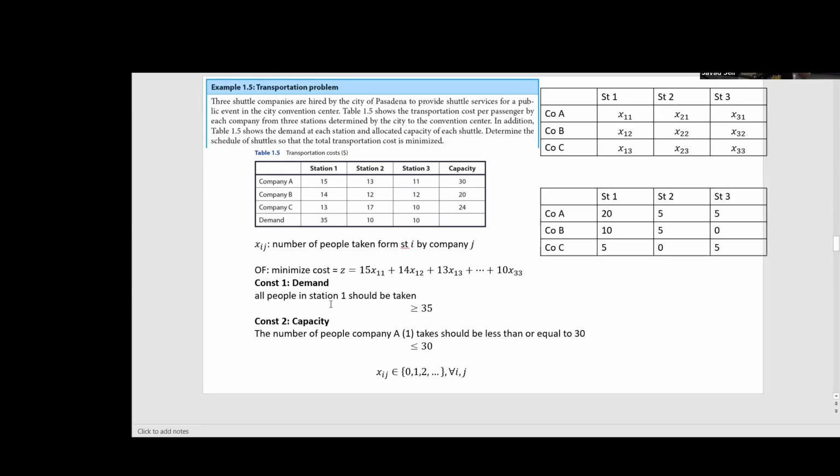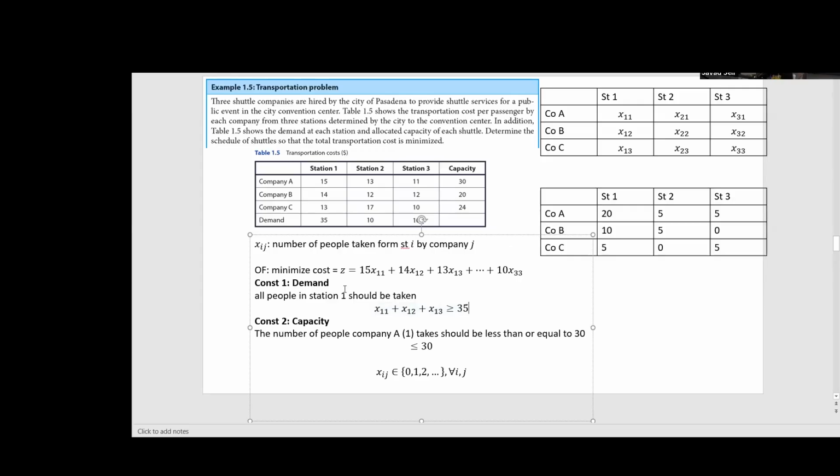All right, so all people in station 1 should be taken. Which variables show the number of people taken from station 1? These, right? Which are x11, x12, x13. So I'm going to write it as x11 plus x12 plus x13. The sum of those should be greater than or equal to 35. And it checks here. It is exactly 35.